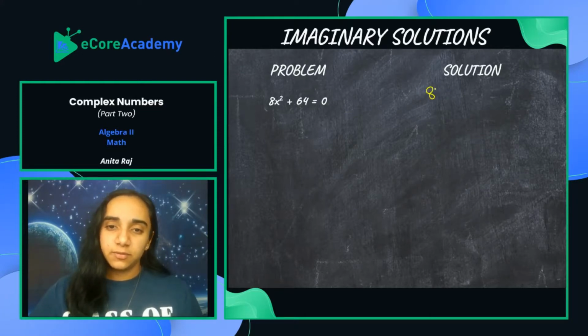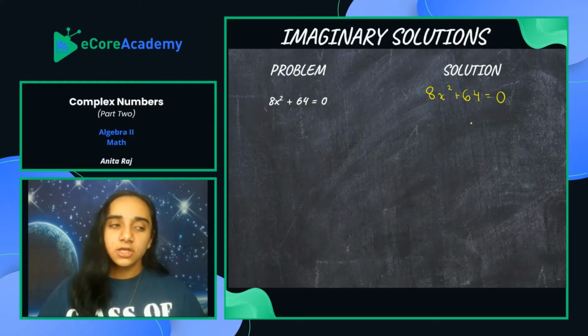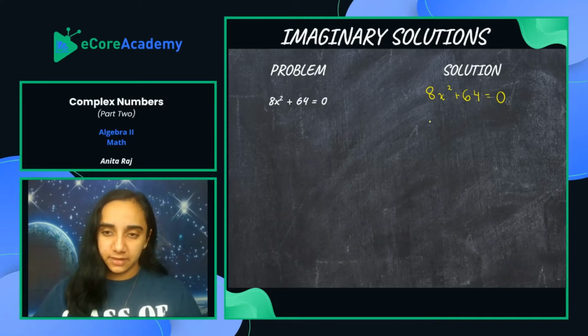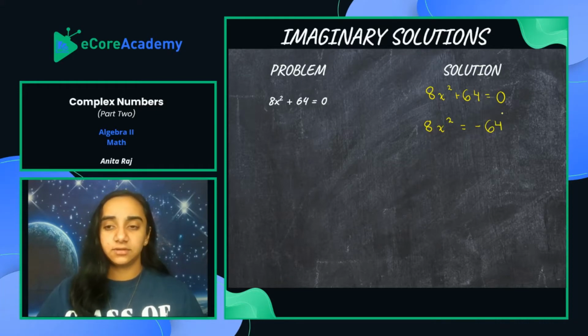First, we're going to rewrite the problem, which is 8x squared plus 64 equals 0. And remember, when we're solving, we're setting these quadratic equations equal to 0, and we're trying to find all possible values of x that satisfy this. So what we're going to do next is we want to get x by itself. To do that, the first step would be to subtract 64 from both sides. So we get 8x squared is equal to negative 64, because 0 minus 64 is negative 64.